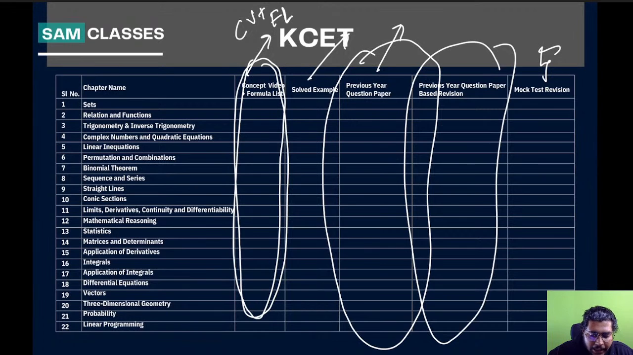Once again I'm repeating. First, watch the concept video, what is there in that chapter. Then make a formula list, which formulas are important. Third, solve some solved examples, so that you can understand, okay, this is the way I'm applying it, because unless you apply, you won't be able to understand it. Next, to check how well you have understood, go and do the PYQ, revision of PYQ, and then the mock test. Clear everyone?